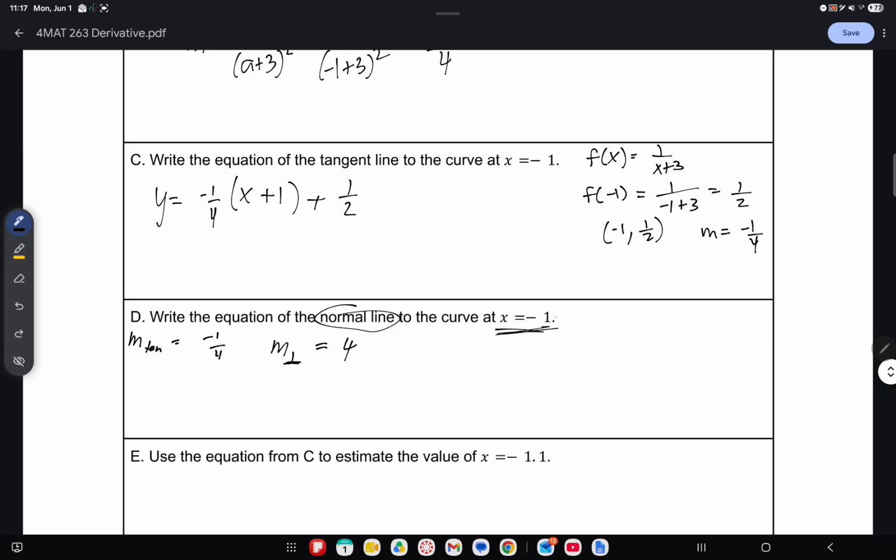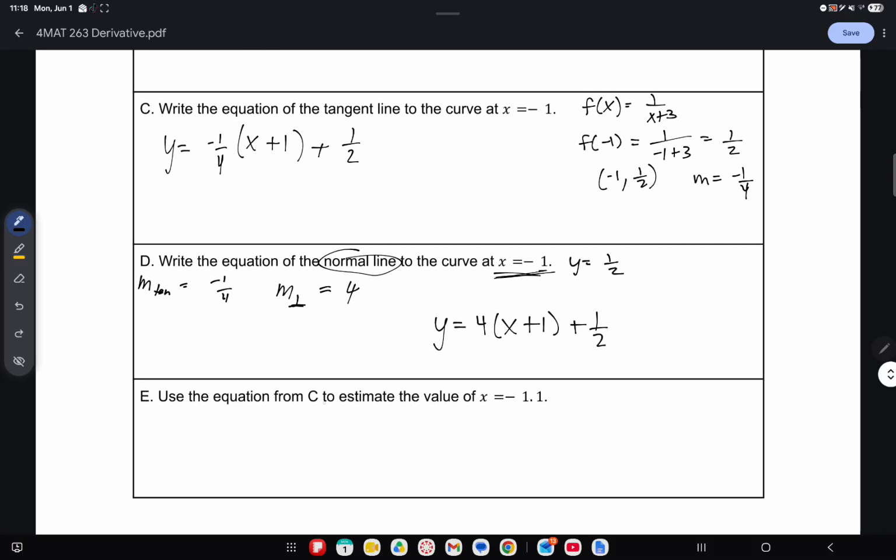And then we have the same point, so that y value was 1/2. So our new line, the normal line, is y equals 4 times x plus 1, plus 1/2. Just needed to change the slope there.